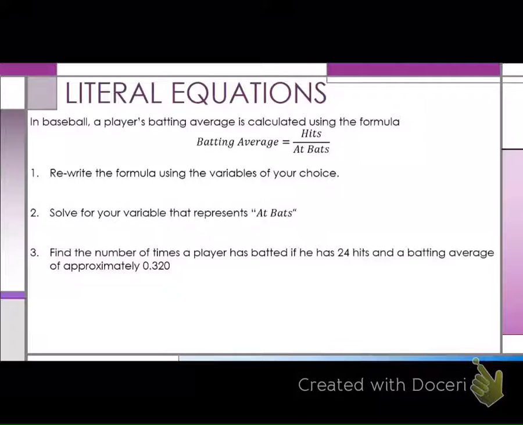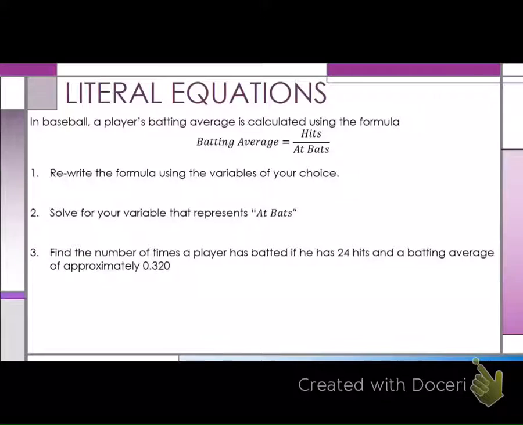In baseball, we are inside of a baseball now. A player's batting average is calculated using the formula batting average equals hits over at-bats. And it is amazing if you can even get anywhere near a .400 batting average in baseball. Unlike most things where you want to get really close to 100%, baseball is not like that. Okay, so we're aware of this.